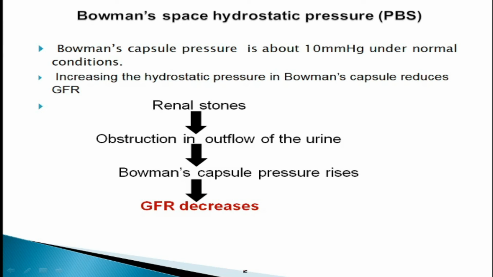The fourth determinant, that is Bowman's space colloid pressure, is almost negligible because proteins are not filtered and they will not reach into the Bowman's space. Whatever proteins appear in urine in traces are just the proteins which are shed from the tubular epithelial cells. They are not the plasma proteins which get filtered across the glomerular membrane. So no protein gets filtered, and we have very little Bowman's space colloid pressure.